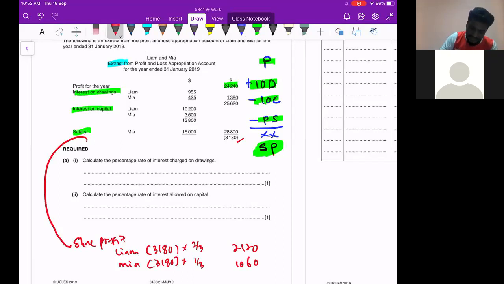Oh, sorry. It's a bracket, right? Thank you. It's supposed to be share loss. It's a share loss because it's negative. It's not a profit, it's a loss. So the share loss is 21. Since it's a loss, I put in a bracket also.